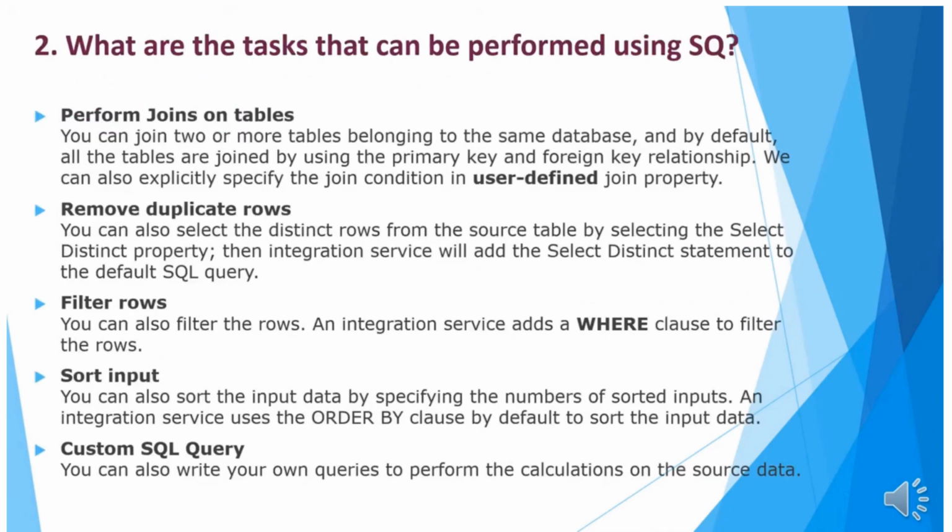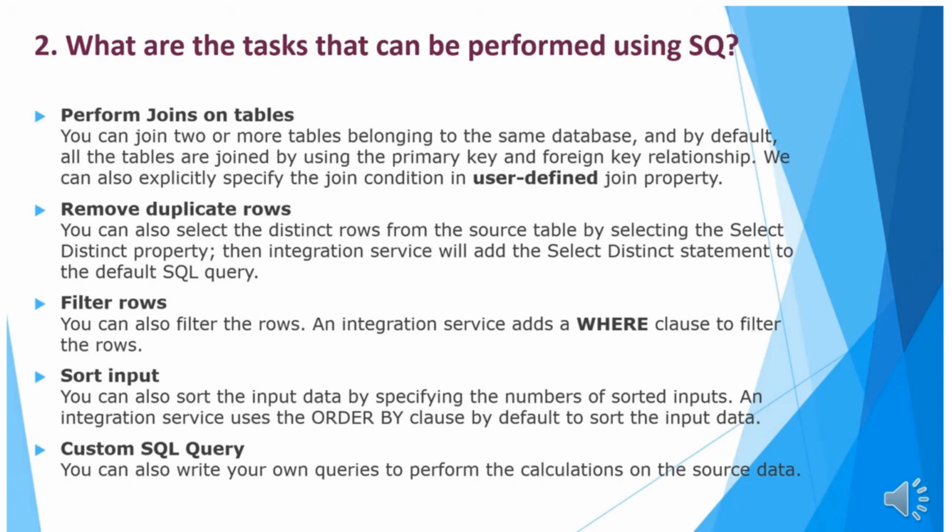The second question is, what are the tasks that can be performed using SQ, source qualifier transformation? You can perform the joins on tables. You can also join the tables belonging to the same database, and by default all the tables are joined by using the primary key and foreign key relationship. We can also explicitly specify the join condition in the user defined join property.